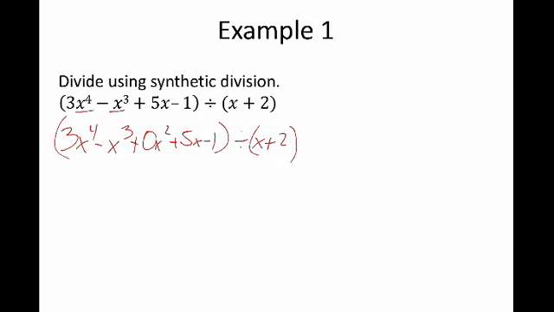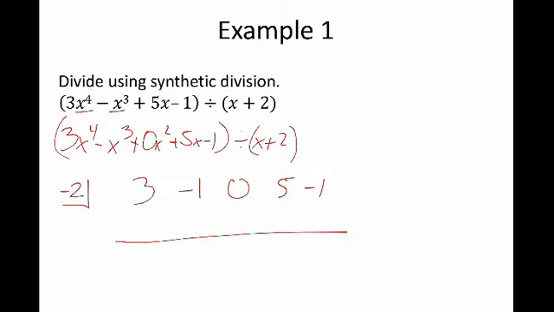So again, we're going to write the coefficients for our dividend. We're going to do 3, negative 1 for the negative x to the third, 0, 5, and then another negative 1. In this box over here, we're going to put the 0 of our divisor, so we're going to get a negative 2. We're going to draw a line underneath. We're going to drop that first number down, 3.